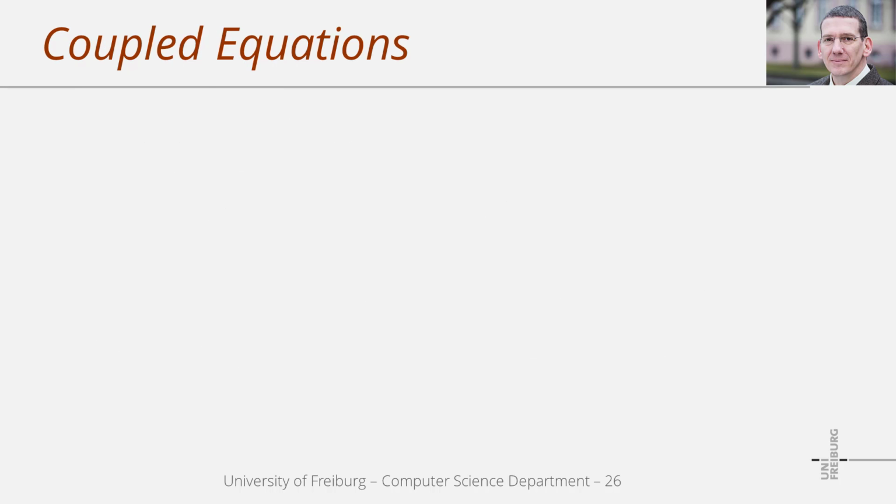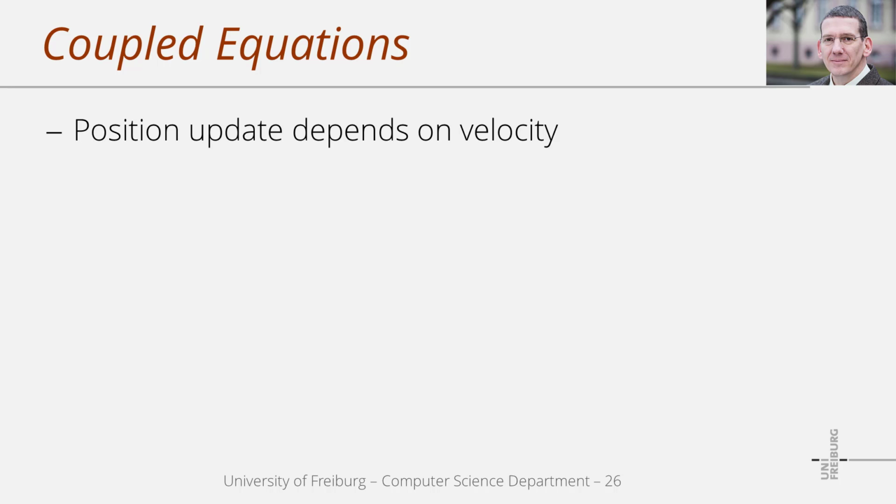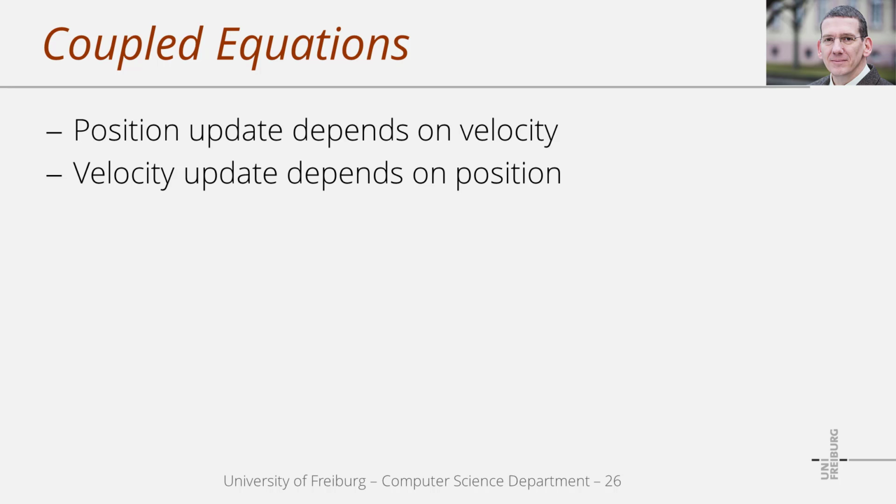When computing the trajectories of particles, we update positions and velocities. Here it's important to keep in mind that both updates are coupled. The position update depends on the velocity, and the velocity update depends on the position. That's why it's typically not possible to just update one quantity independent from the other one. This is also the reason why we say that the governing equations are coupled, or we say that we have a coupled system of ODEs.